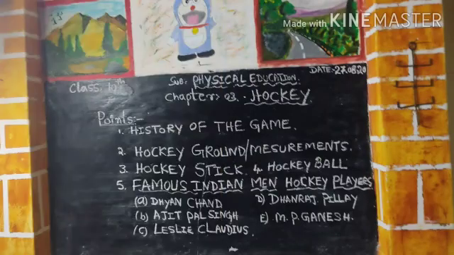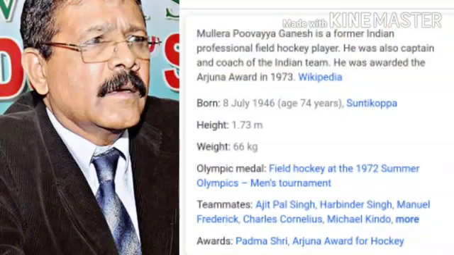Next, last one, famous hockey player MP Ganesh. MP Ganesh's full name is Mukkanda Purvaya Ganesh. So, hailing from Kodagu, Karnataka, MP Ganesh was in the Indian team that won bronze at the first World Cup at Barcelona in 1971 and captained the team that won silver at the next World Cup in Amsterdam.